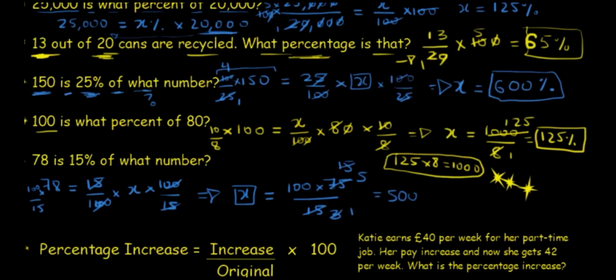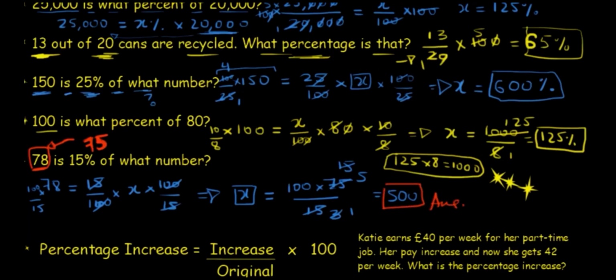Oh, 500 seems too big. Oh, well, it's because I think this is a mistake over here. Let's just fix it. This number is 75, it's not a 78. So that's 500. It asks for a number only, so I don't need to put a percentage over here. 500 only. Answer. Okay, let's go on to the next thing.